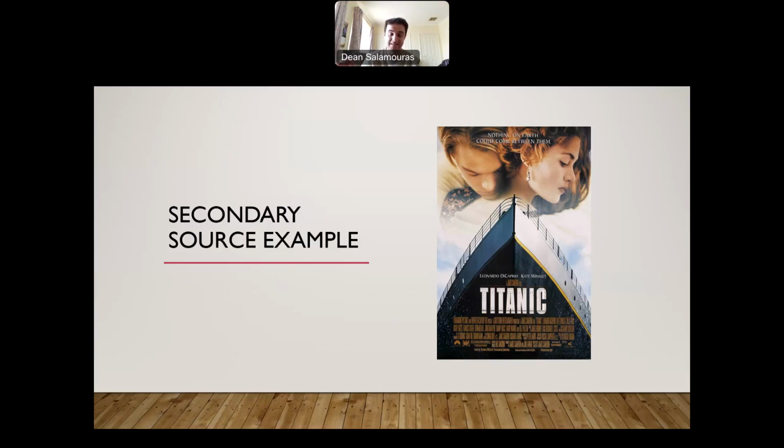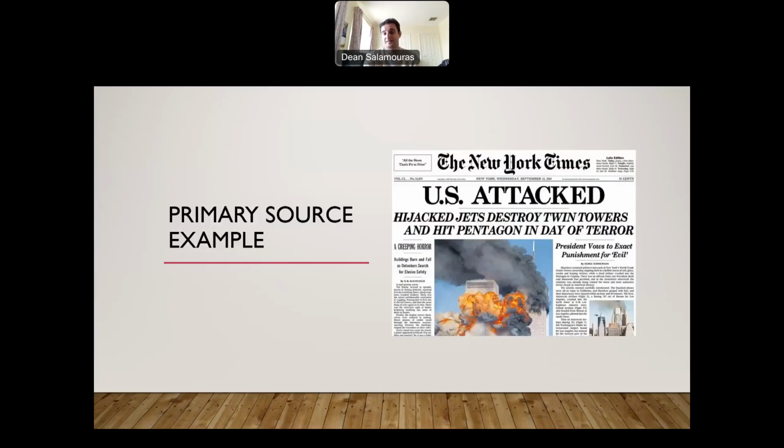And again, not as accurate as articles published during that time, but it gives you a depiction of what actually unfolded on that voyage. Got another example of a primary source here, a bit more recent, still a very long time ago now, 24 years this year, but a bit more recent than the Titanic sinking and also the bombings of Pearl Harbor. This is an article published by the New York Times on September 12th, 2001.